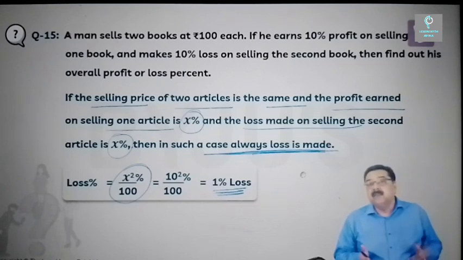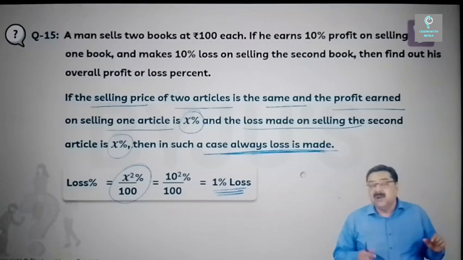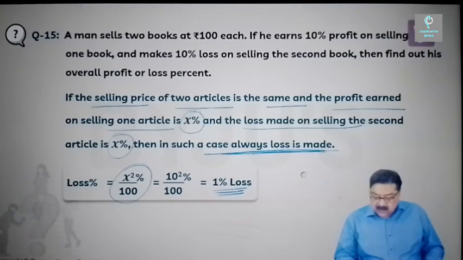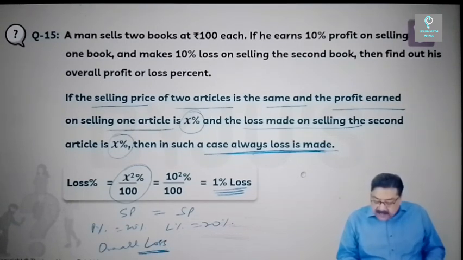That is, a profit of 20% on selling an item at rupees 100, and on selling another item for rupees 100, a loss of 20%. So the selling price in each case is the same. Here the profit percent is 20% and here the loss percent is 20%. Then overall there will always be a loss made.